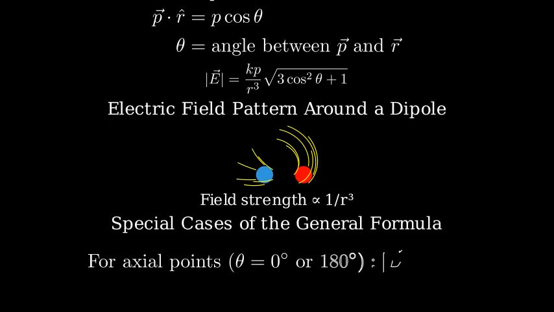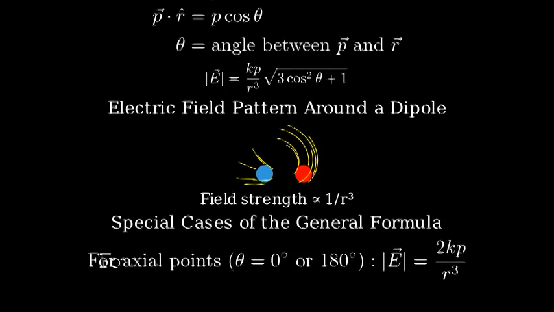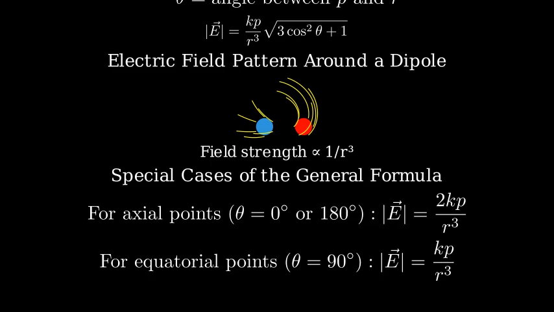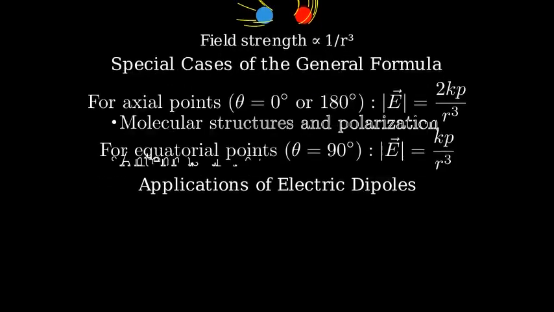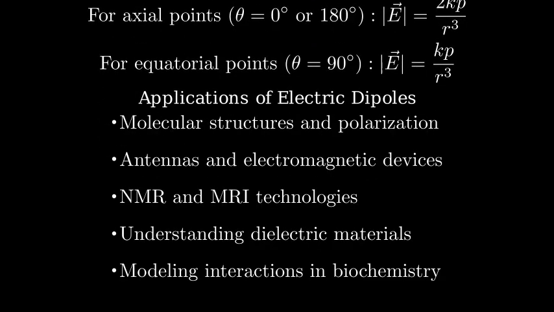The formulas we derived for axial and equatorial points are actually special cases of the general formula. For axial points, theta is 0 or 180 degrees, giving us E equals 2kp over r cubed. For equatorial points, theta is 90 degrees, giving us E equals kp over r cubed. Electric dipoles play an important role in many areas of physics and chemistry, from understanding molecular structures and polarization to designing antennas and other electromagnetic devices.